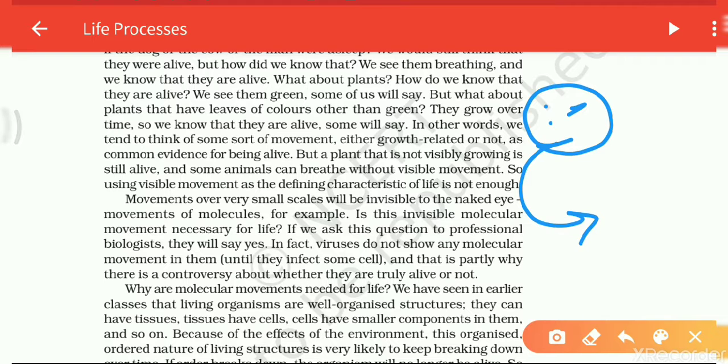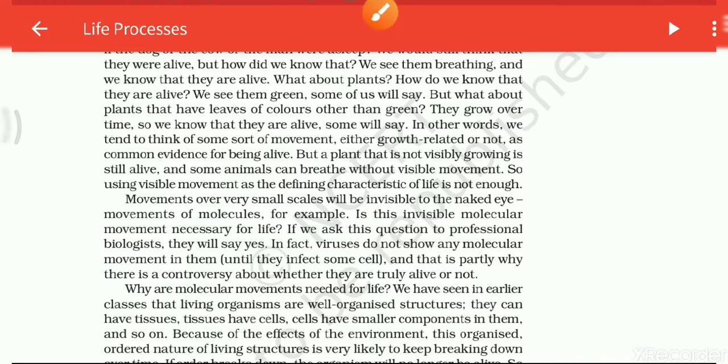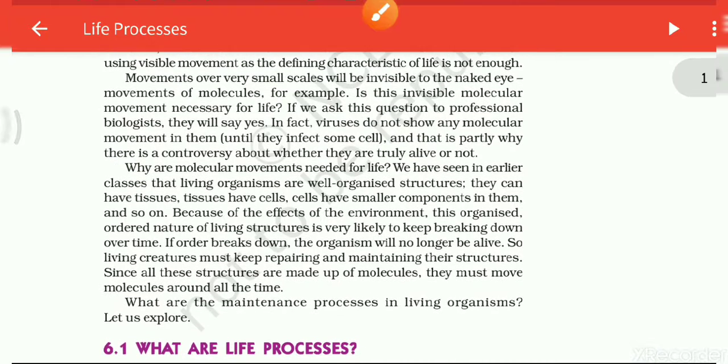Okay students, in this paragraph they are talking about the movement of molecules in our body, which is very necessary, but an exceptional case is given here about viruses. Now in the third paragraph: why is molecular movement needed for our life? If molecular movement is needed for life, then why is it necessary?